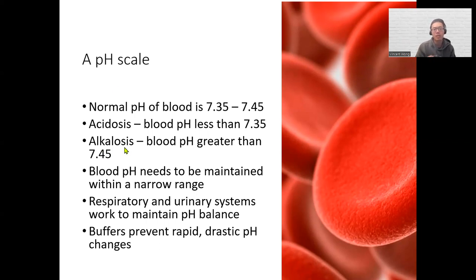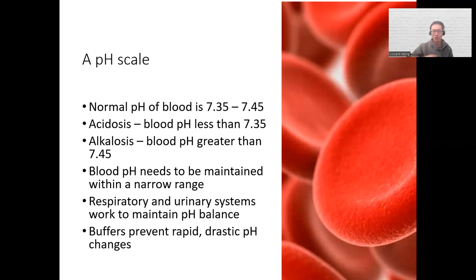Alkalosis is the other way around. When the pH is too high, slightly greater than 7.45. So there's a very narrow range, 0.1 of a difference on the pH in the blood, that is compatible with life. Anything that's too high or too low, the body is going to have problems. Your lungs, your breathing will change if it's too acidic or too basic to try to bring it back to normal pH.